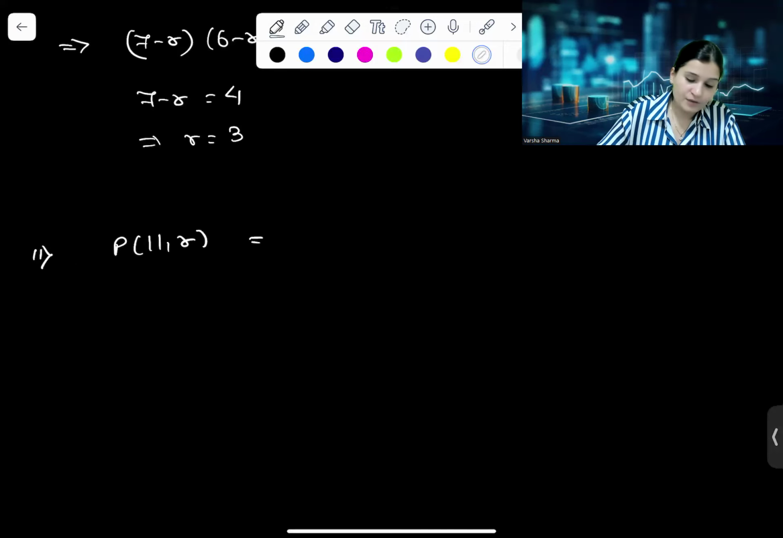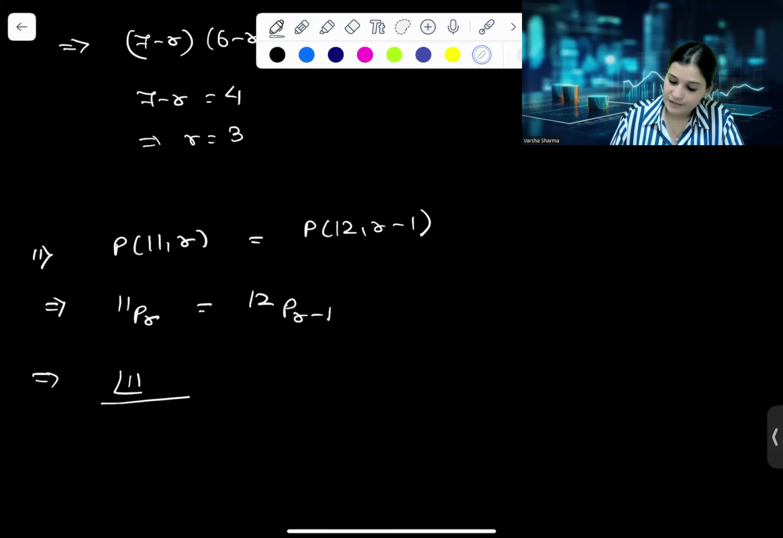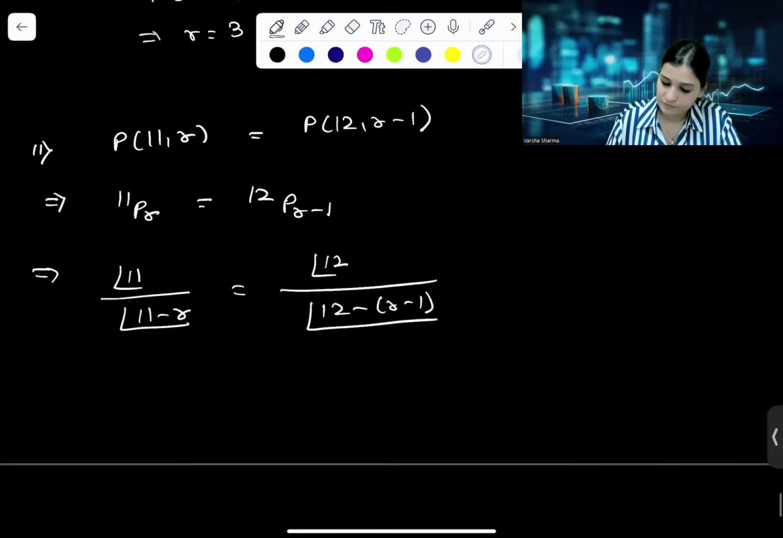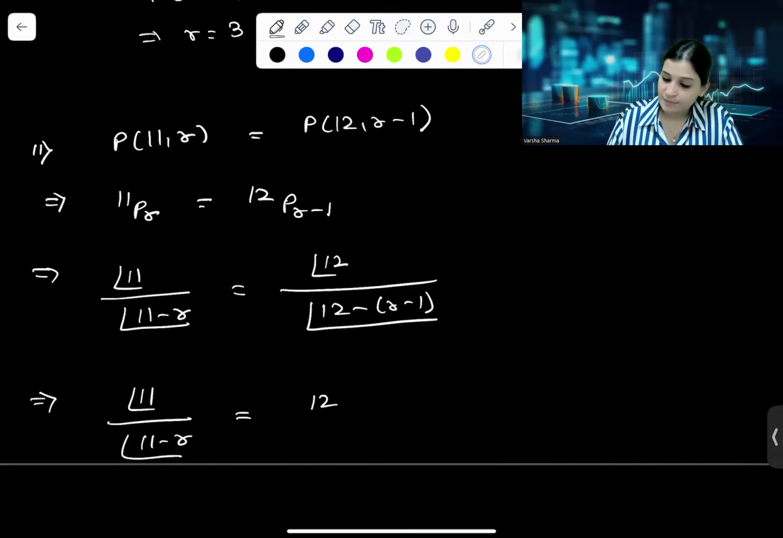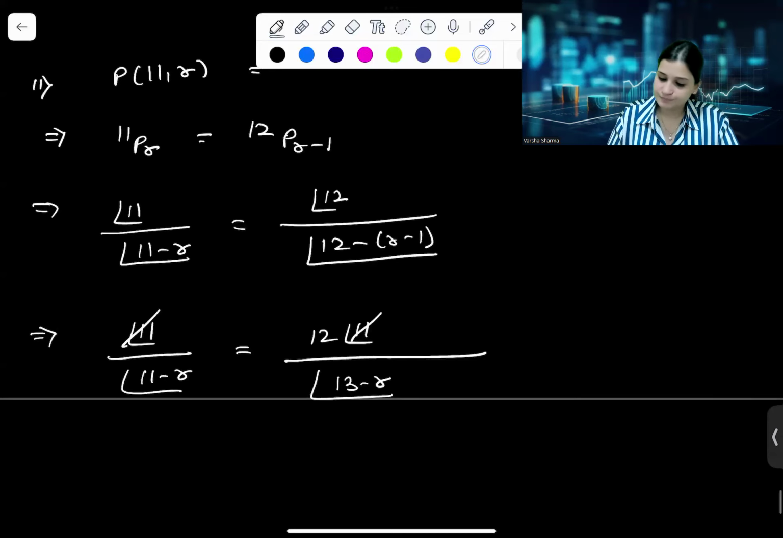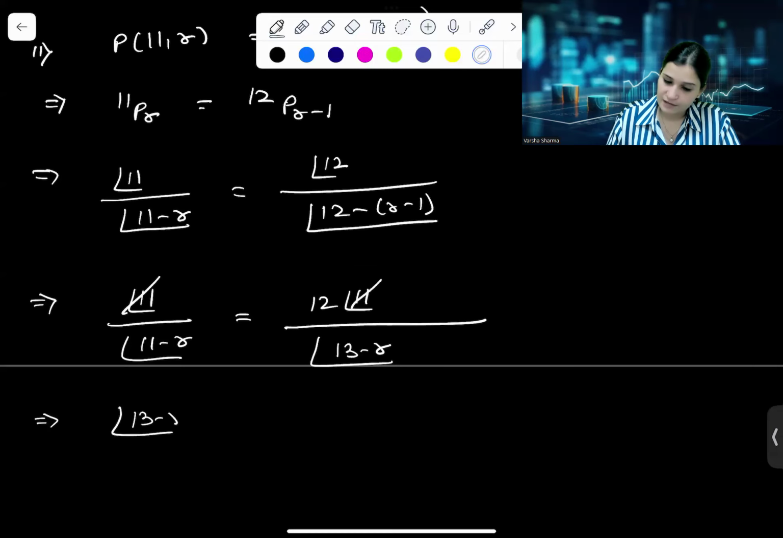Second, P(11, R) equals P(12, R minus 1). So 11PR equals 12P(R minus 1). Factorial 11 over factorial 11 minus R equals factorial 12 over factorial 12 minus R minus 1. The factorial 12 can be written as 12 into factorial 11, and this is 13 minus R. 11 factorial gets cancelled. 13 minus R upon 11 minus R equals 12.